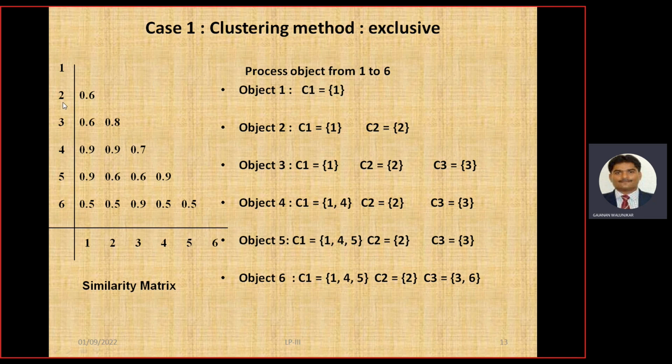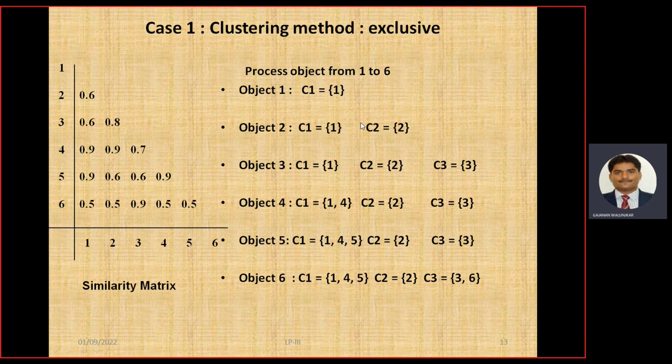Then the next object we consider is object 2. We compare object 2 with the available clusters. Cluster C1 has object 1, so we compare object 2 with 1. The similarity of object 2 with object 1 is 0.6, which is below the threshold value of 0.89.